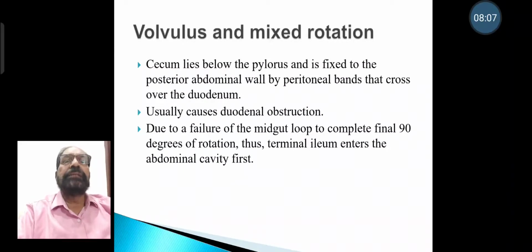Then volvulus and mixed rotation. The cecum lies below the pylorus and is fixed to the posterior abdominal wall by peritoneal bands that cross over the duodenum. It usually causes duodenal obstruction. This is due to failure of the midgut loop to complete the final 90 degrees of rotation, thus the terminal ileum may enter the abdominal cavity first.